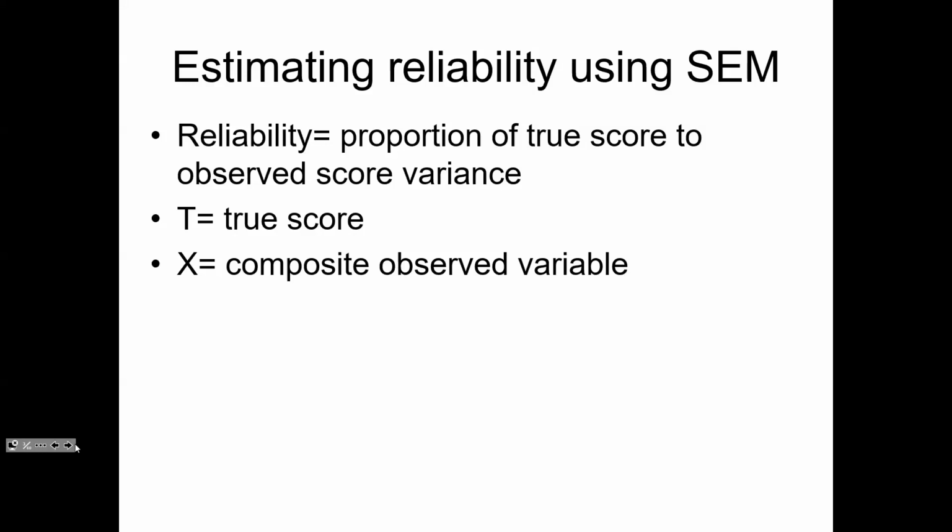So here we're going to use T to mean the true score, which is really the variance that's attributable to the latent variable. And here we're going to use X, although I may sometimes slip and call it Y. I'll apologize in advance if I do that. But X we're going to call the composite observed variable. So that's really, again, when we think about reliability, we usually want to think about reliabilities of multi-item scales, right?